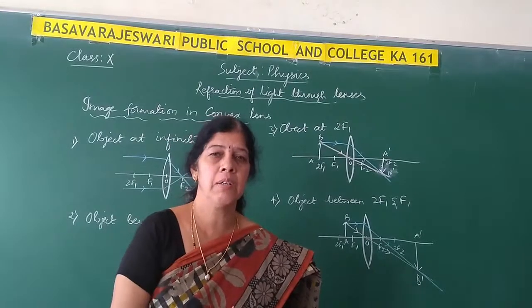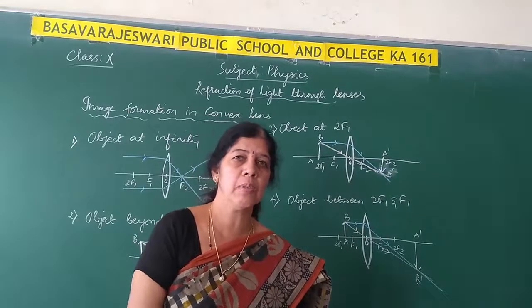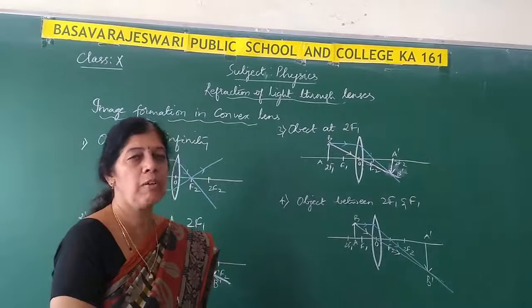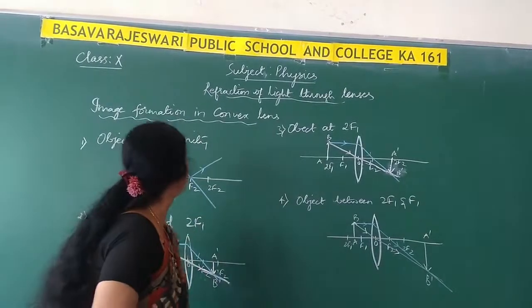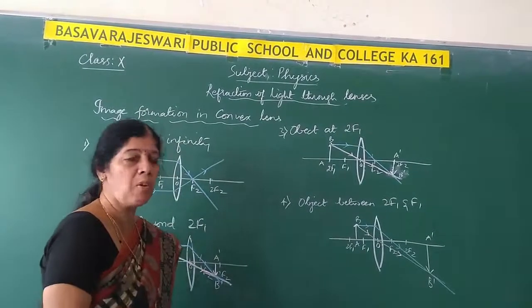We discussed the very important rays we have to consider to construct a ray diagram for formation of images in convex and concave lens. Today we shall study about image formation in convex lens.